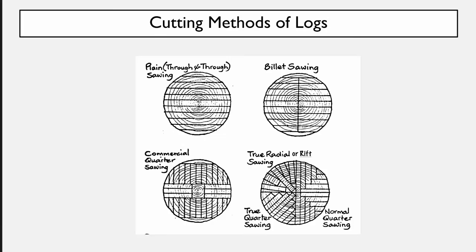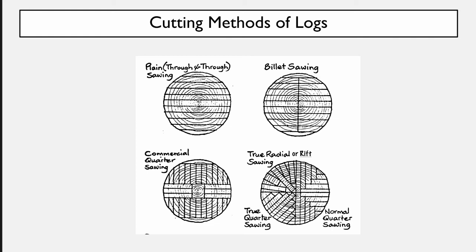So common cutting methods are shown here. The most common is plain sawn, where we literally just rip right through the log horizontally, the same thing you see with billet sawing. Now we see commercial quarter sawing in the bottom left, and then some other ways of describing quarter sawing on the bottom right, as well as radial or true rift sawing. And you can see with true quarter sawing and true radial or rift sawing, you have a lot of scrap lumber.